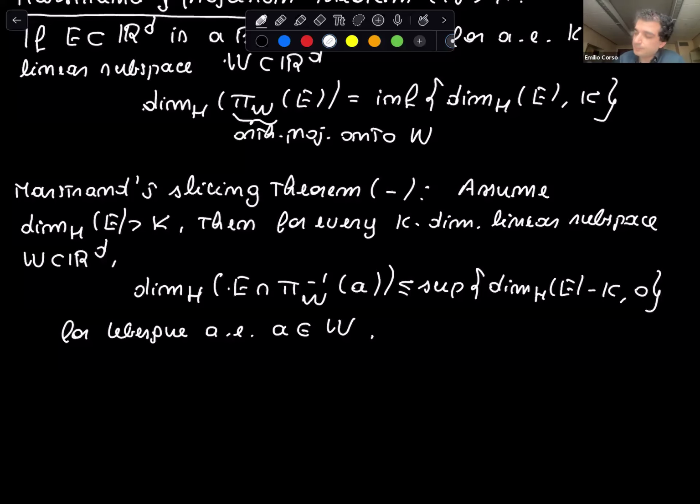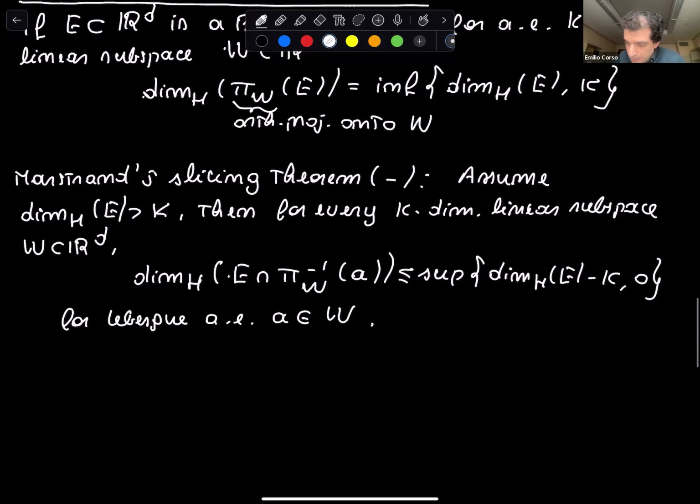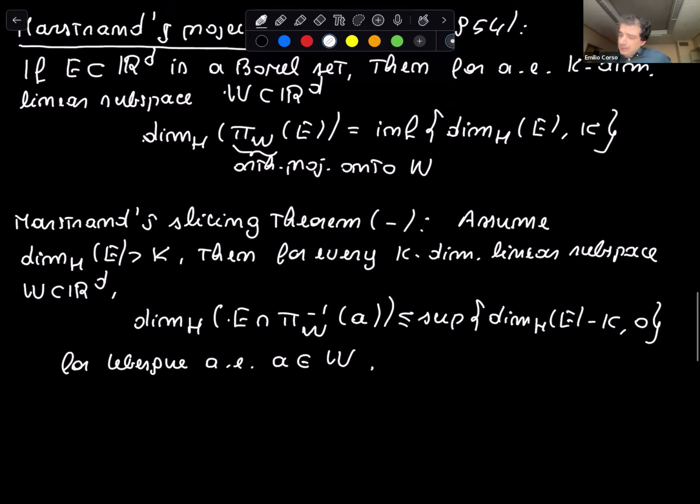in W. Again, here one cannot expect equality because simply you might have a bounded set that misses completely the fiber for sufficiently large a. So the upper bound is the only relevant one that we are after, and it's the only one that you can actually obtain, that you can prove. So that's Marstrand's slicing theorem.